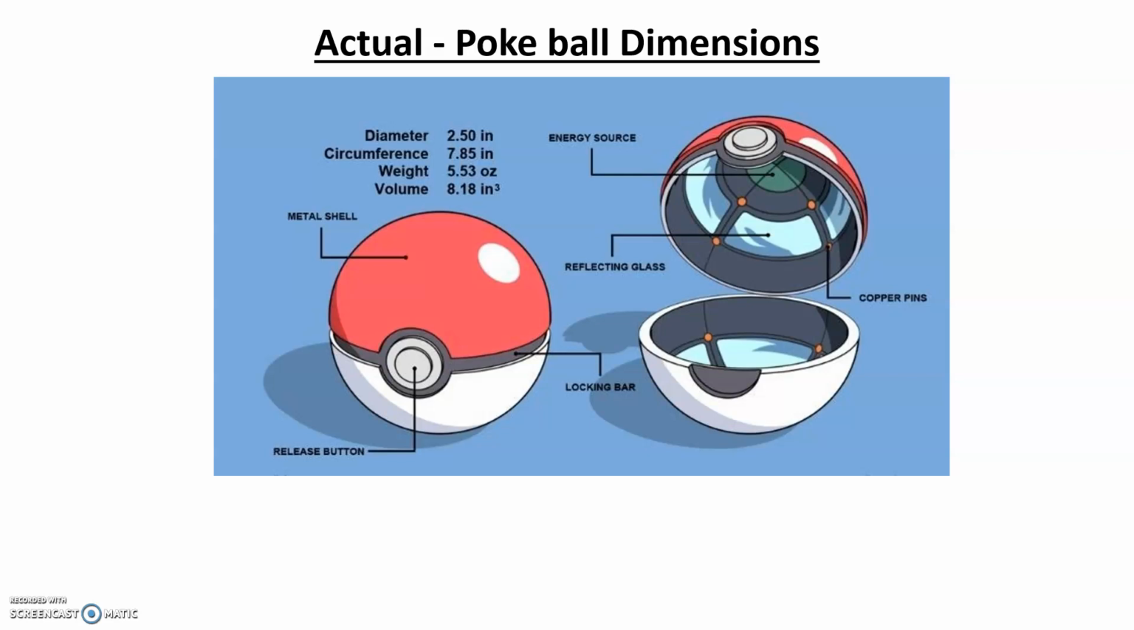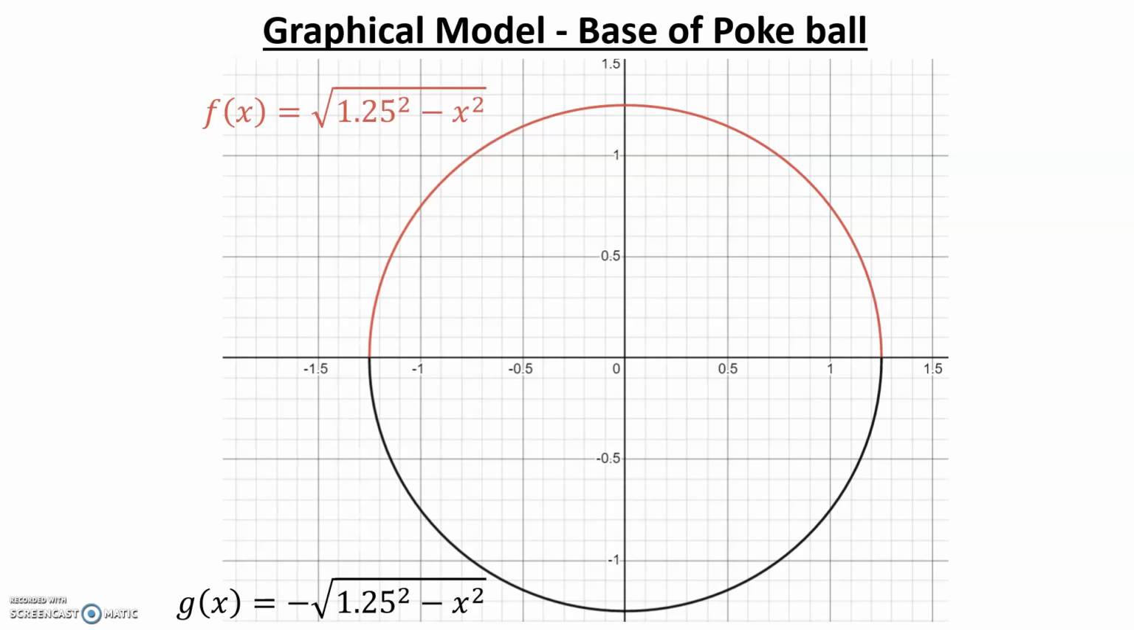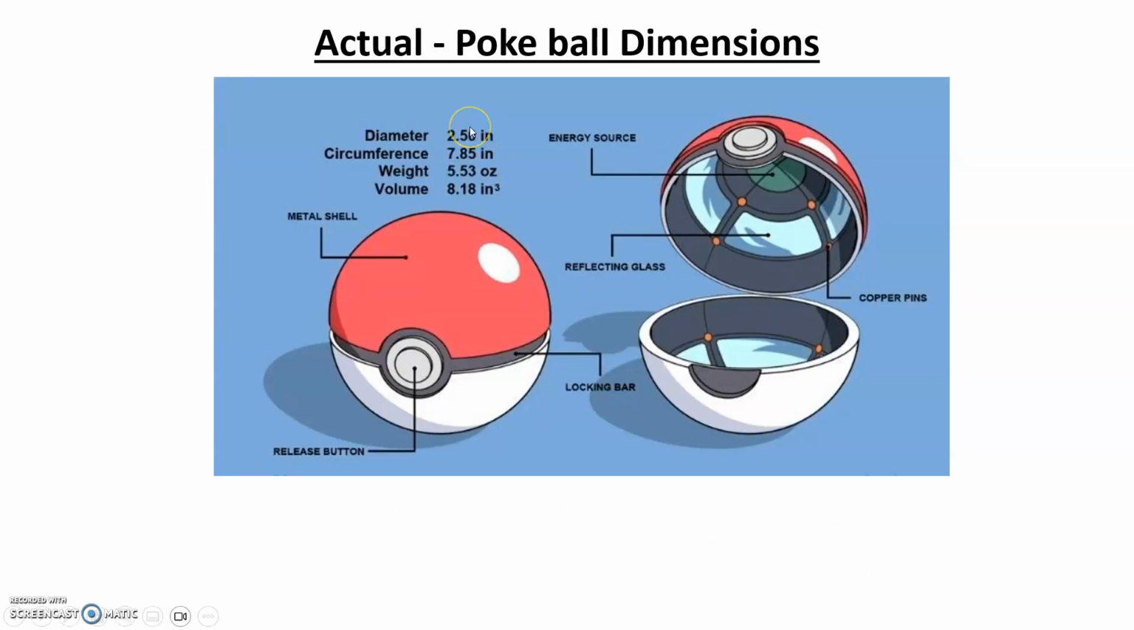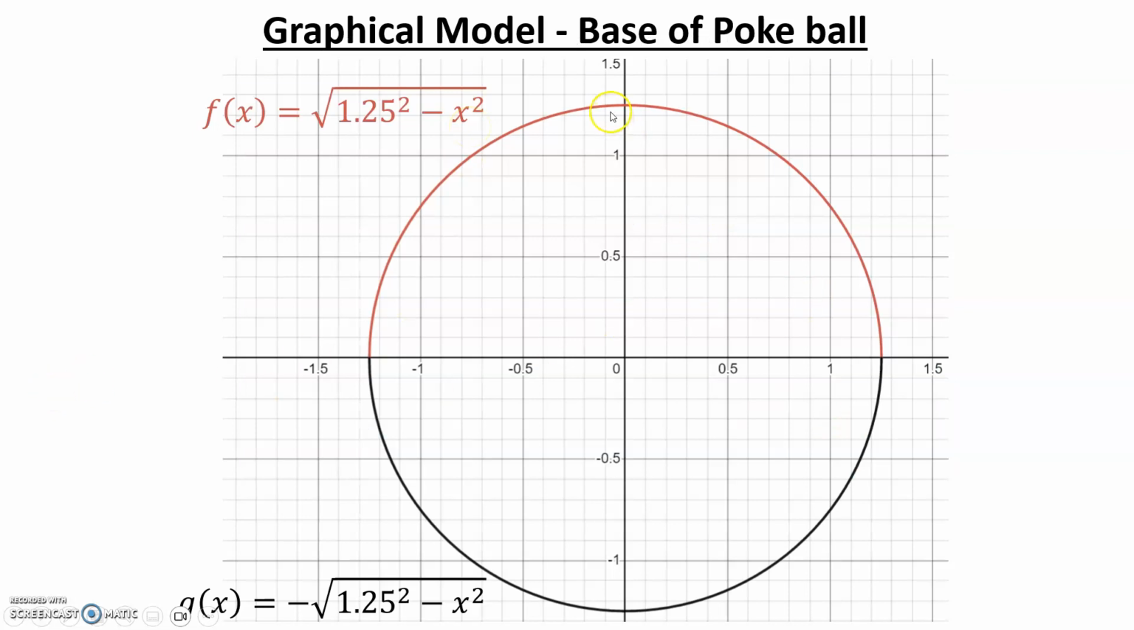But before I did that, I went ahead and created a base model. So I took my diameter, which was 2.5 inches, and I centered my Pokeball at the origin. So that created here this radius of 1.25. I split the model in half so that it would be in fact a function, and f of x representing the top half of the Pokeball and g of x representing the bottom half.